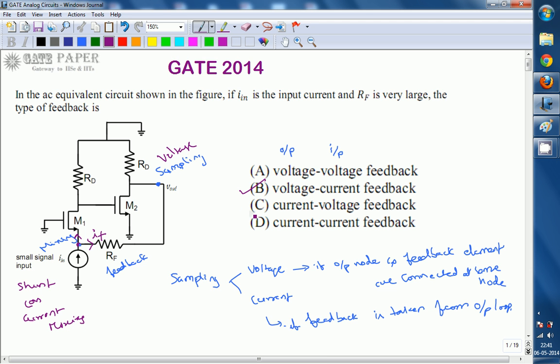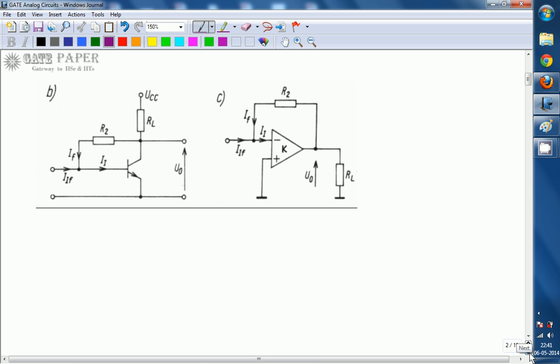So this output is voltage sampling, input is current mixing. So the right option is B. And apart from this one, we will see other circuits also which are going to be useful. So look at this one. Whether this circuit is going to be what type of sampling, what type of mixing.